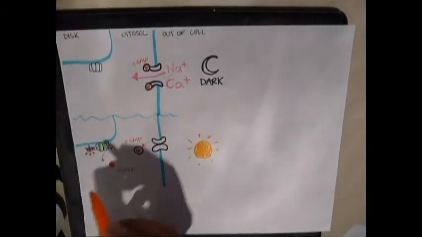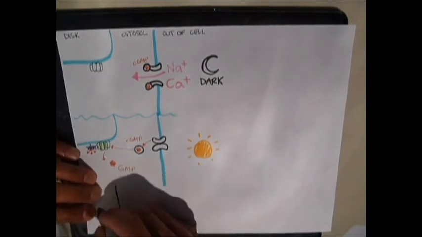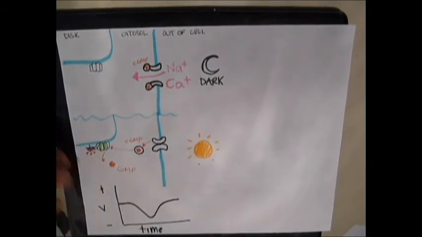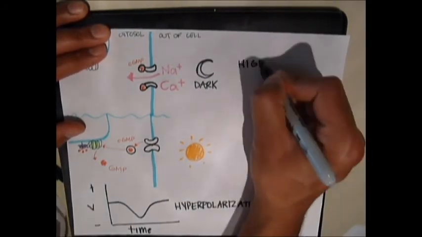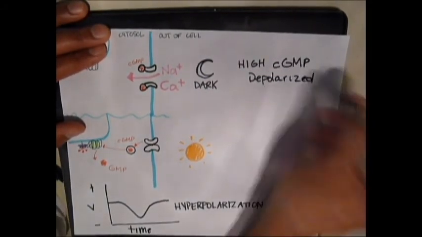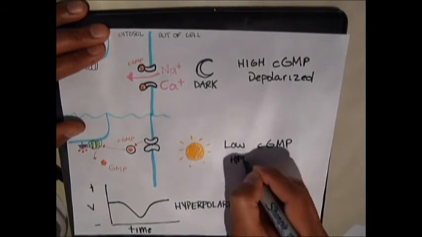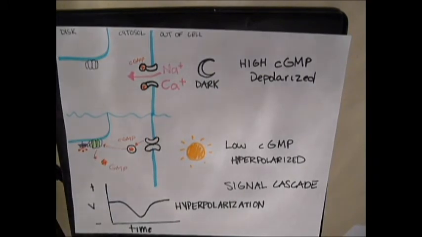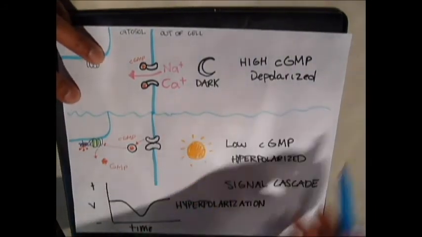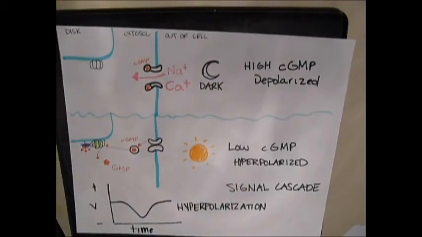However, as cyclic GMP is converted into GMP, as in the situation in light, you're going to have less cyclic GMP available for the gated channel. The channel is going to close, effectively hyperpolarizing the cell. So basically, when you have lots of cyclic GMP, such as in the dark, your cell is constantly going to be depolarized. Whereas in the light, it's going to be hyperpolarized as cyclic GMP is converted into GMP. This is the signal cascade.